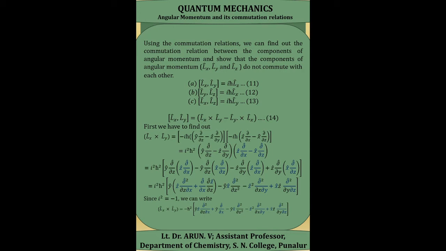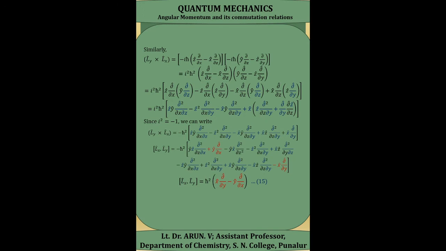Taking the common factor, it is i² ħ² (y ∂/∂z − z ∂/∂y)(z ∂/∂x − x ∂/∂z). On expanding and solving this, and putting the value of i² equal to −1, we can write LxLy equal to −ħ² (yz ∂²/∂x∂z + y ∂/∂x − yx ∂²/∂z² − z² ∂²/∂x∂y + xz ∂²/∂y∂z).